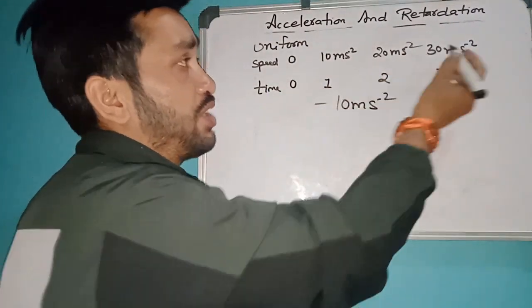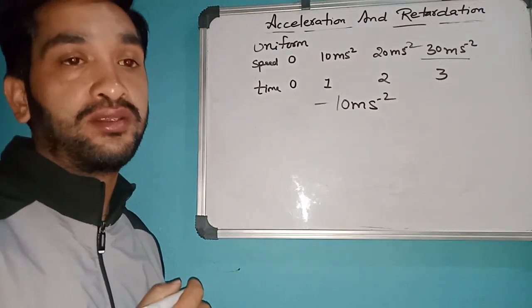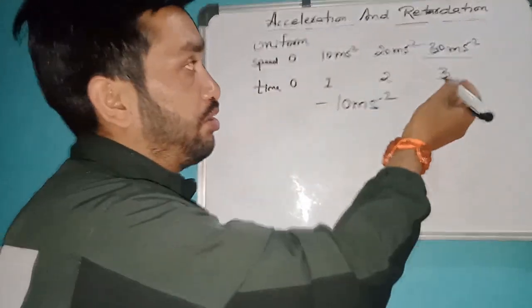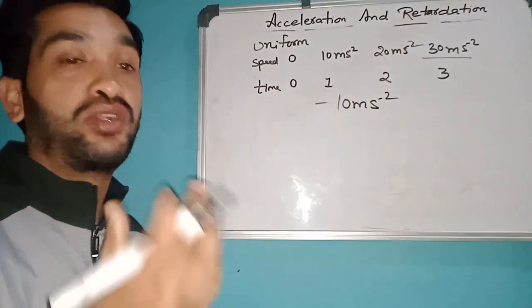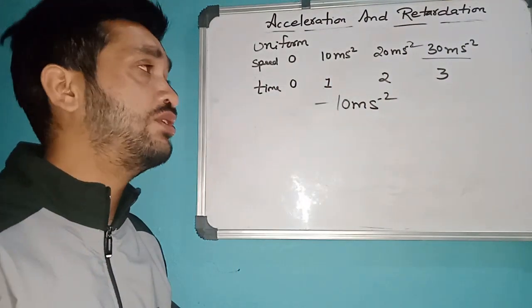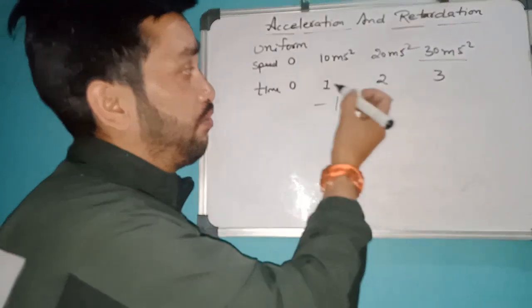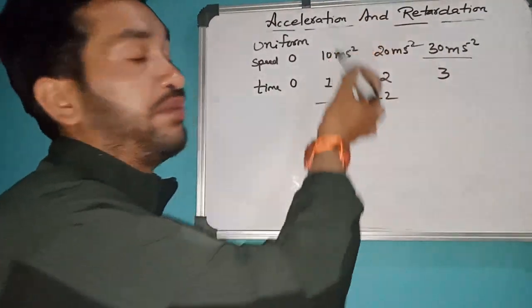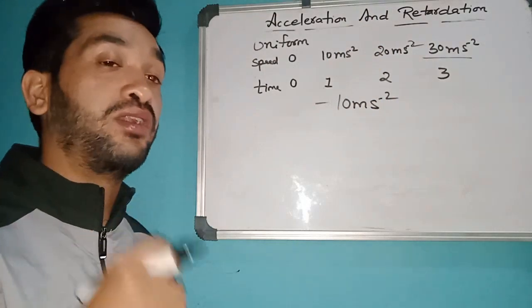So suppose at first second it was 30 meter per second square. In the second second it was 20 meter per second square. In the third it was 10 meter per second square. So what you are noticing is finally it will get to 0. For every second it is getting decreased by 10. 30 became 20, 20 became 10. So that is uniform retardation.